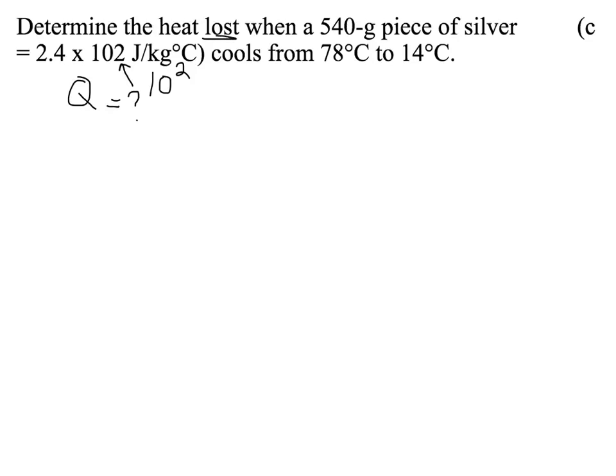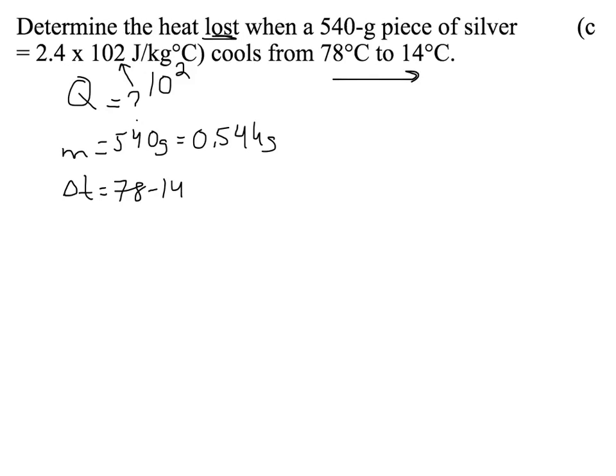Now heat loss, that could come out as a negative number, but we could just find Q, and since we know heat is being lost as the temperature cools, heat is lost to the environment, we can just find the Q value, and we know that that is the heat lost. So Q is our question. M is 540 grams, which is equal to 0.54 kilograms. We know delta T is 78 minus 14, which is 64 degrees Celsius. And we know C, because it's given, of 2.4 times 10 to the 2.